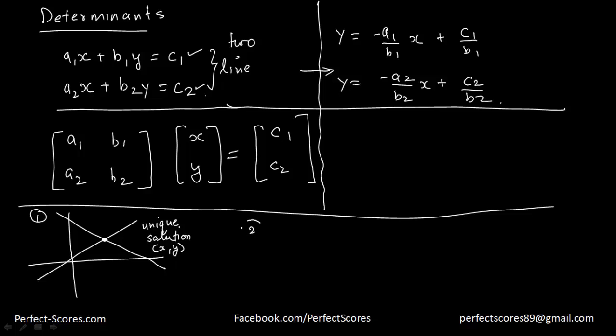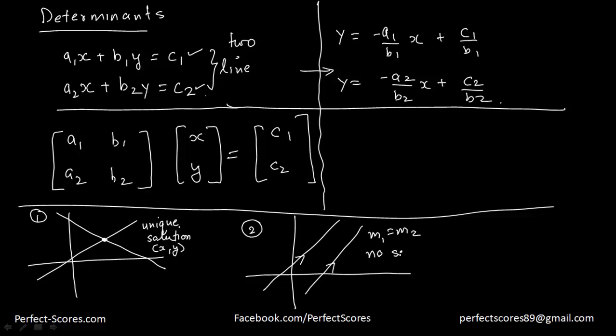Another way is when the lines are parallel to each other. When the lines are parallel to each other, their slopes are the same, which means in this case there's going to be no solution at all. That means these two lines are never going to intersect each other. So in this case, the slope of both lines is equal, however, the intercept of both lines is not equal.